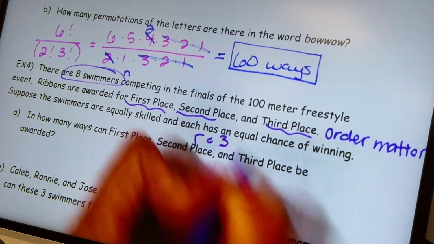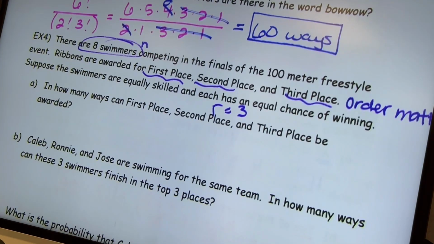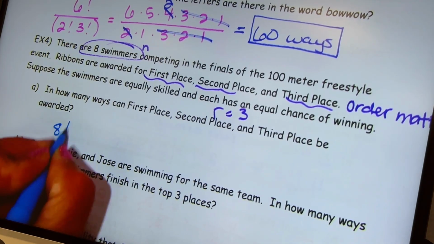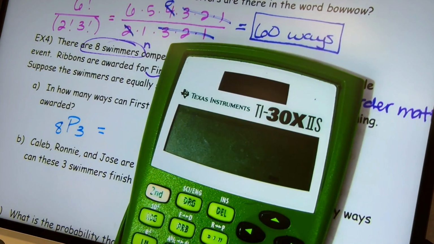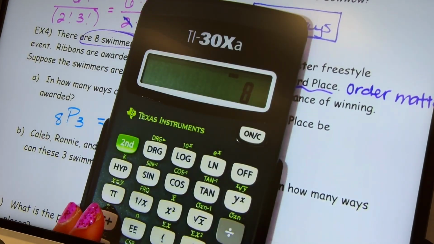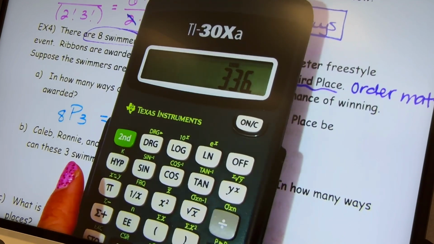R is 3, okay? So suppose the swimmers are equally skilled and each has an equal chance of winning, so the playing field's pretty even, okay? So now it says, in how many ways can first place, second place, and third place be awarded? So that would be 8P3, right? And we can just type that into our calculator, 8P3. So I'll use this one this time. I have to hit 8 first, and then I need the NPR button, so second, 9, and then 3, equals. 336 ways should be what we get.